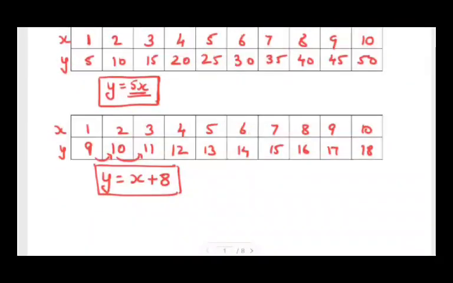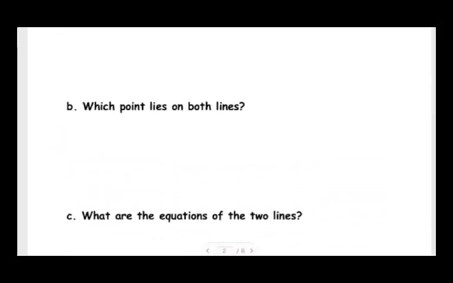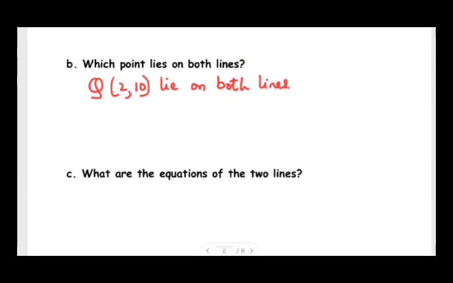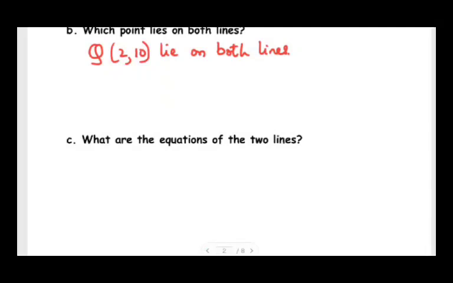So let's move to the next part of the question. Which point lies on both lines? We just identified Q with coordinates 2 and 10 lies on both lines. What are the equations of the 2 lines? We've just found out that the equations of both the lines are y is equal to 5x and y is equal to x plus 8.